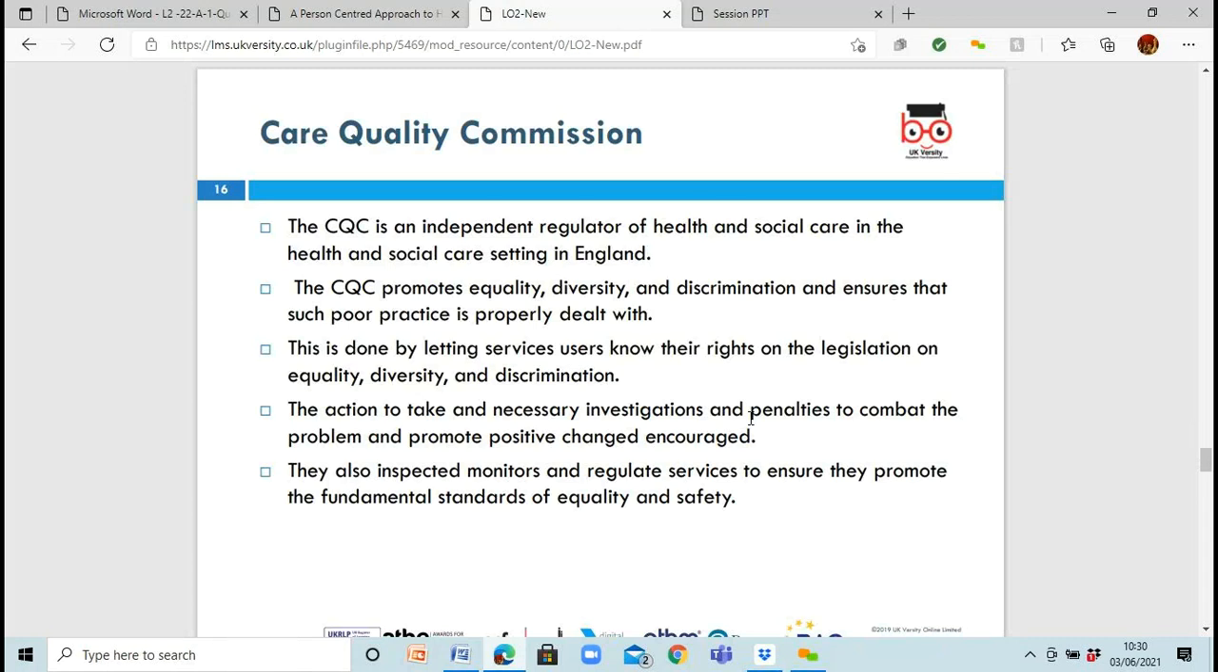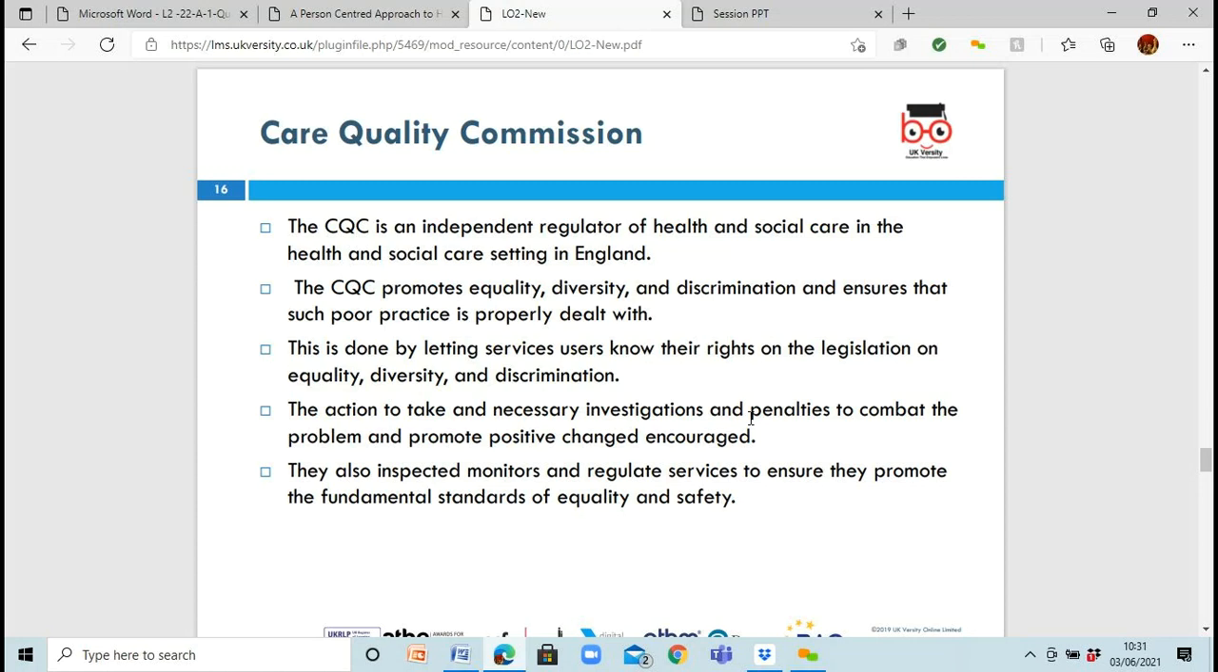And then you've got the CQC. You'll probably have come across this before as well. So the Care Quality Commission, they're an independent regulator of health and social care. The CQC promotes equality, diversity and discrimination and makes sure that any poor practices are dealt with.